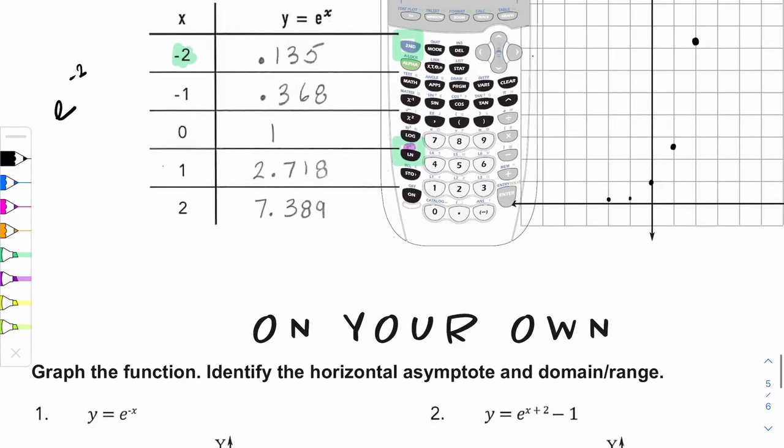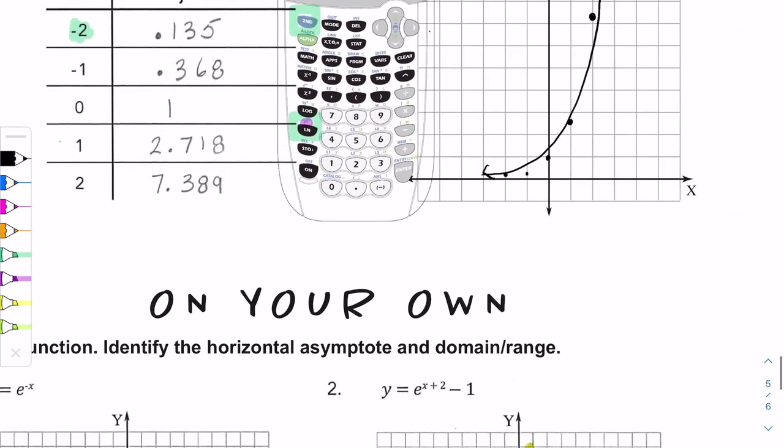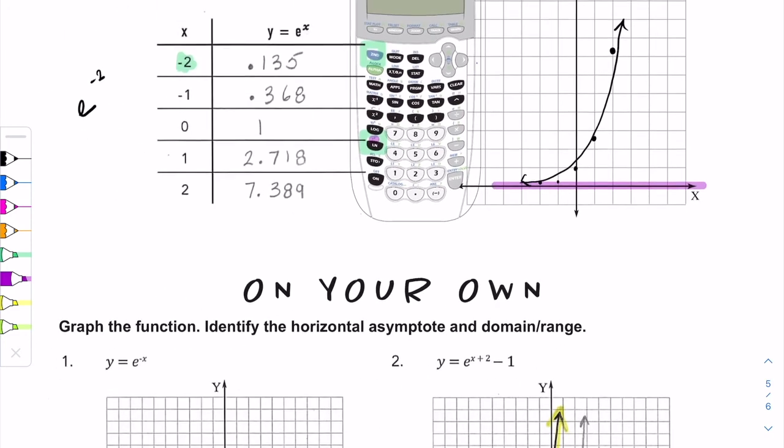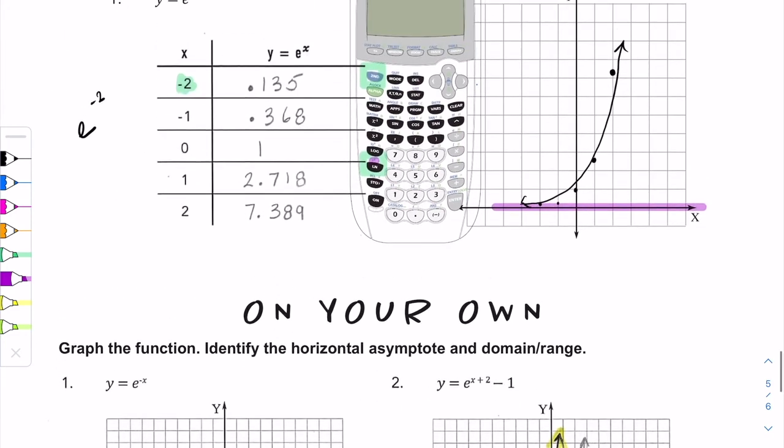And it's just an exponential function. It looks just like the others that we've done. Just make sure you have the correct values. In this case, the horizontal asymptote is still at 0. Your domain is still all real numbers. In this case, your range is from 0 to positive infinity. So the only thing that's different about this is that you use your calculator to find the values using e, or the number e.